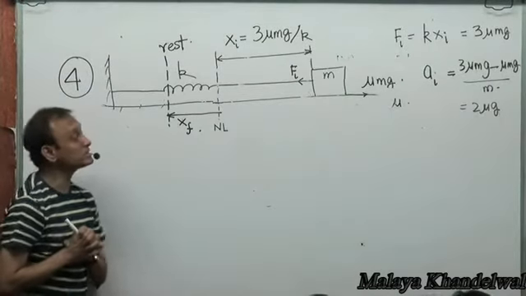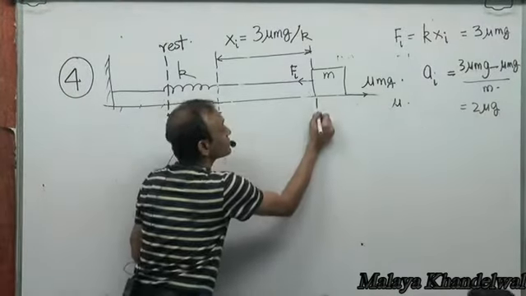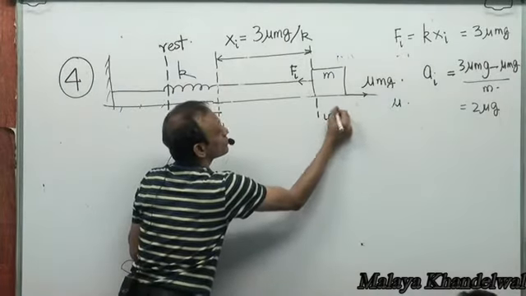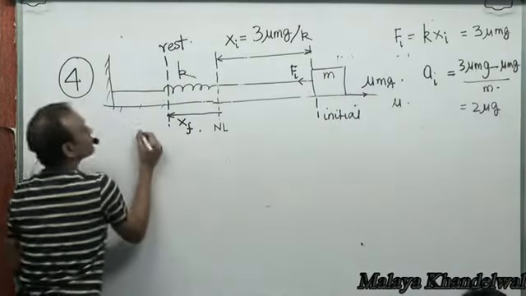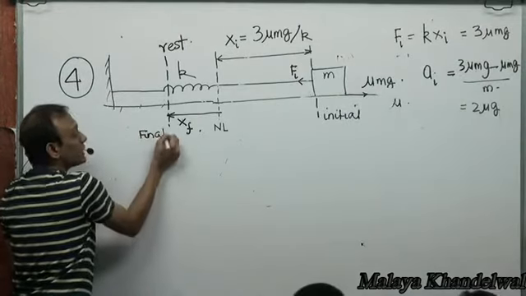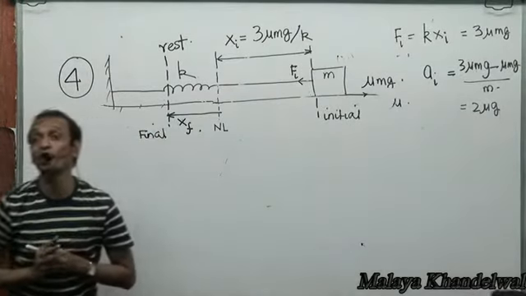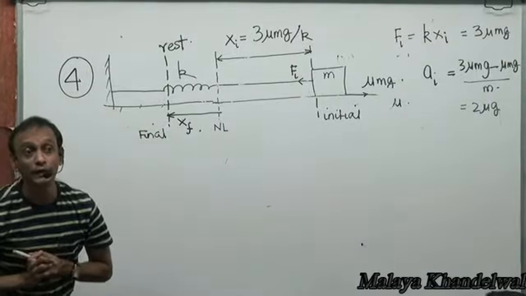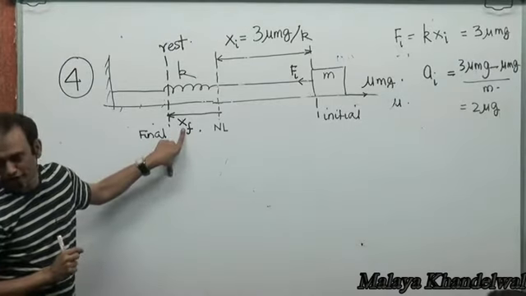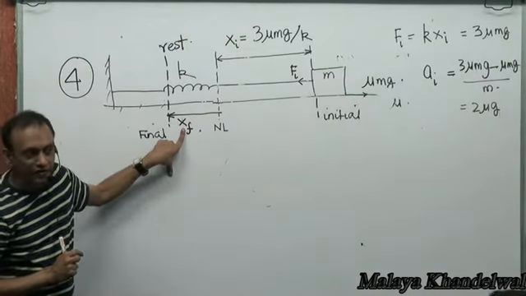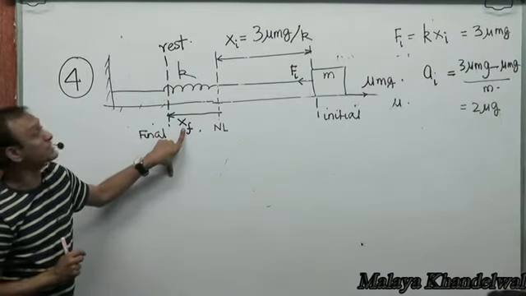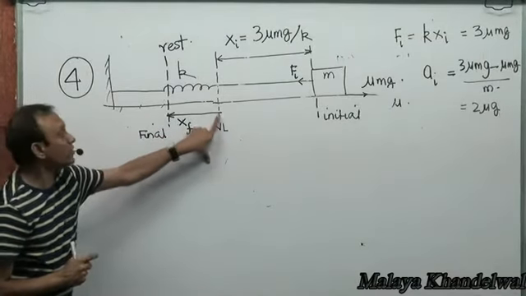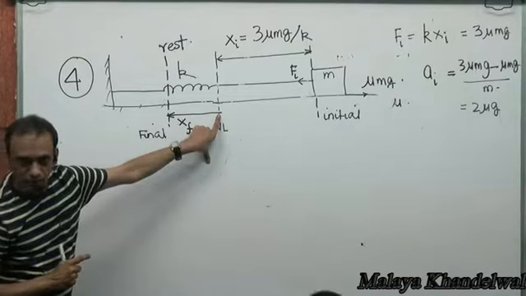Now once that happens, this was the initial state of the mass. This is the final state of the mass. Between these two states, I'm going to deploy the work energy theorem. I seek to compute xf, the maximum compression, the compression over and above its natural length. Okay?